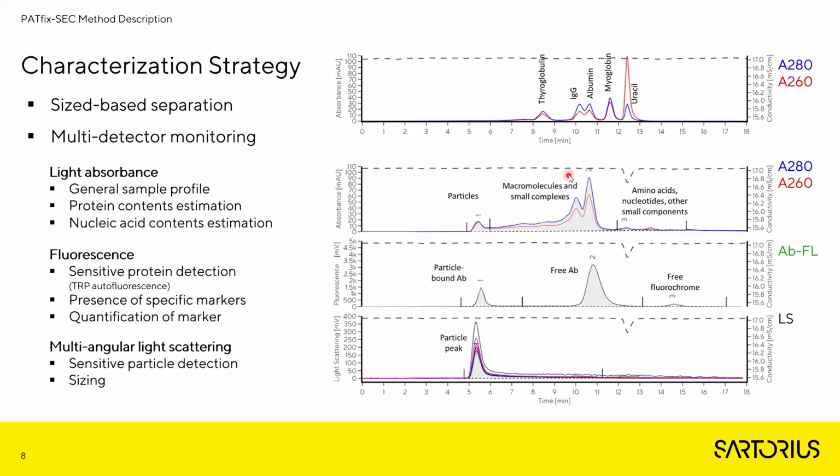The elution is then recorded by several different detectors. We usually apply monitoring of absorbance at 260 and 280 nanometers to provide us some basic information about biological components such as proteins and nucleic acids. We have fluorescence detection for sensitive evaluation of fluorescent components and also evaluation of specific markers. And last but not least, multi-angle light scattering detector can be very efficient for sensitive particle detection and also allows sizing.